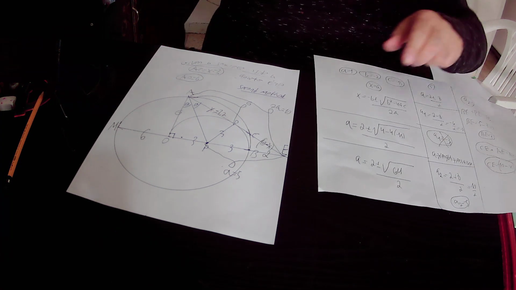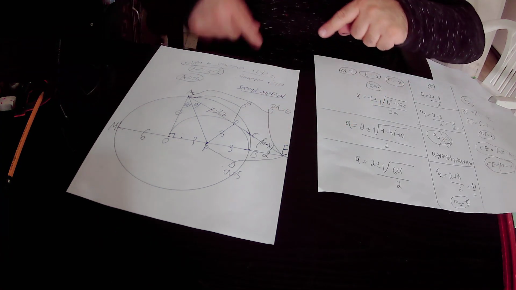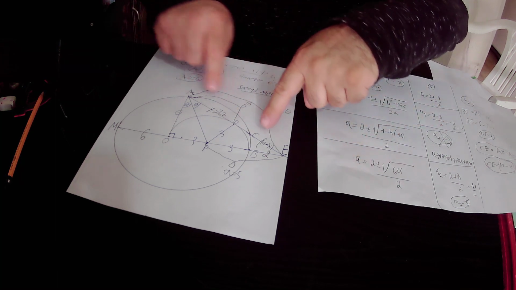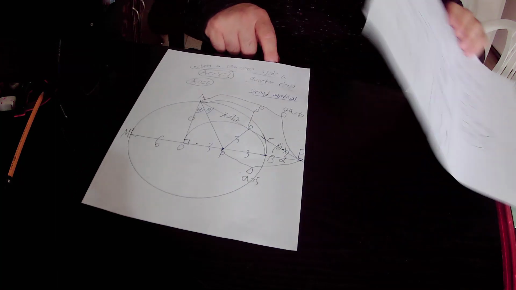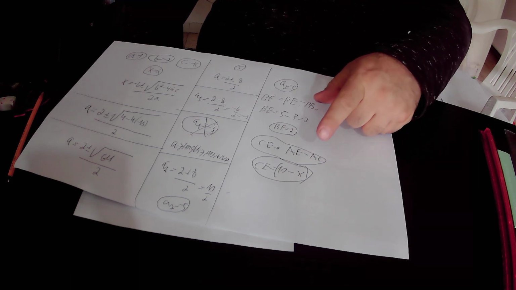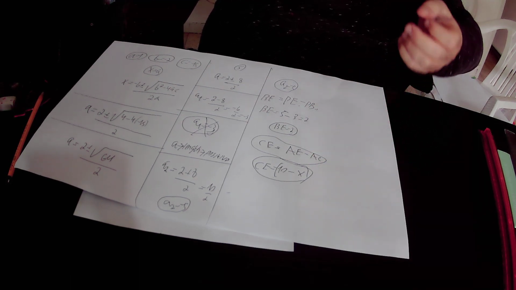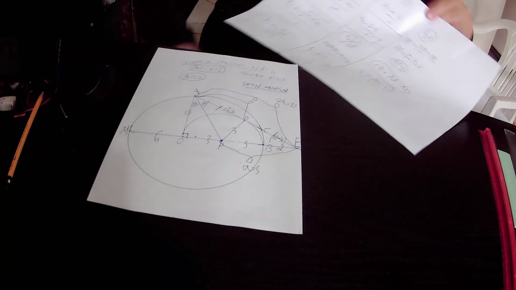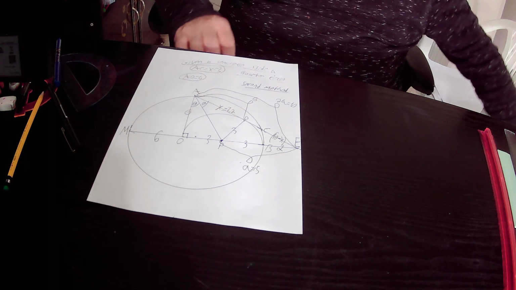Likewise, we found the value of CE. Here CE equals AE minus AC. AE equals 10, AC equals X. So in conclusion, we found that CE equals 10 minus X.